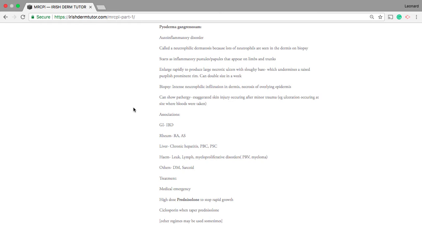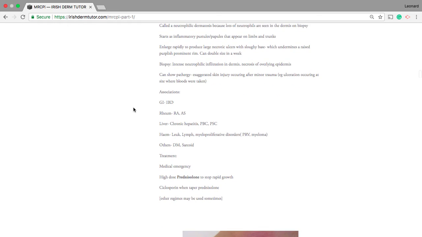Now, again, like other things, there are many associations. So, inflammatory bowel disease is one of the common ones. You often get PG around peristomal sites. Rheumatological conditions such as rheumatoid arthritis and ankylosing spondylitis can be associated with it. And then ones that you really need to worry about are the hematological malignancies such as leukemia, lymphomas, and myeloproliferative disorders. And other things as mentioned there can cause it as well.